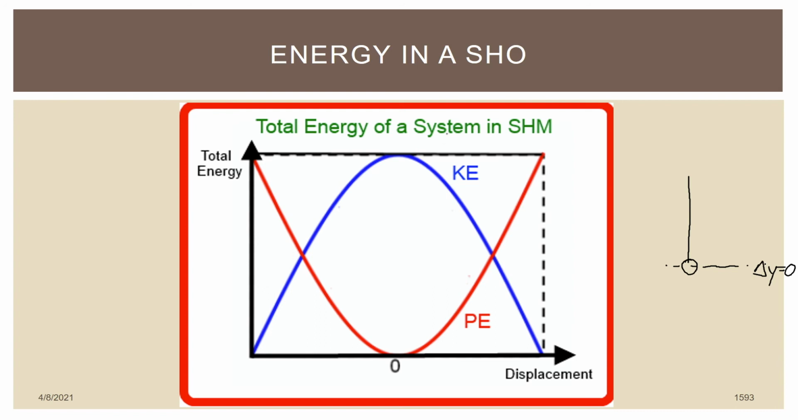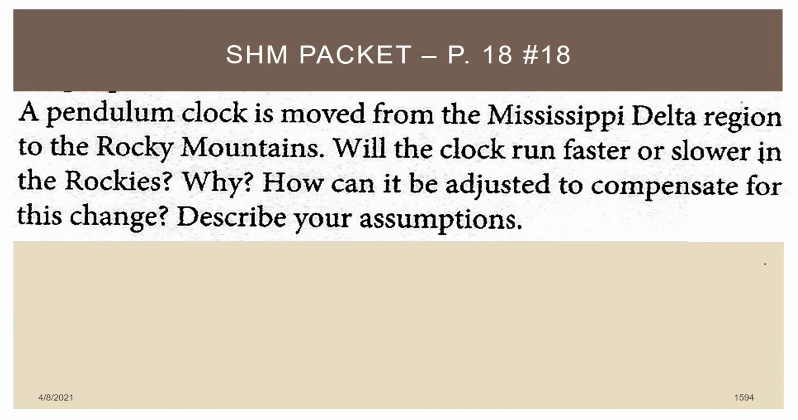Moving on, I want to take a look at one more question here, a conceptual question that I'd like you to take a moment to think about. It says a pendulum clock is moved from the Mississippi Delta region to the Rocky Mountains. Will the clock run faster or slower in the Rockies? Why? How can it be adjusted to compensate for this change? Describe your assumptions. I want you to at least focus on the first two parts of this question.